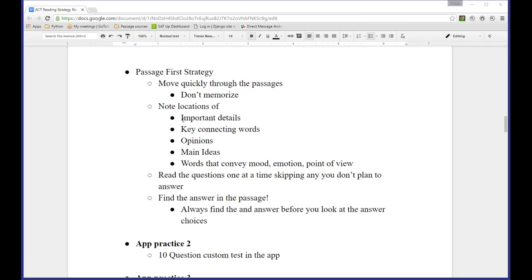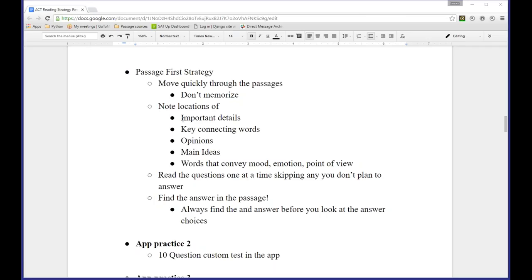That's right. Often in their conclusion, we'll get their wrap-up, kind of an overall sense of what the author thinks. So those are really important places to look for main ideas. We want to look for those words that convey the mood, the emotion, and the point of view.